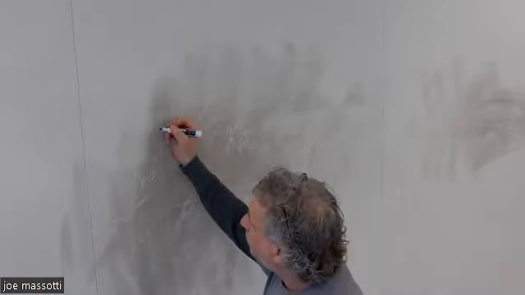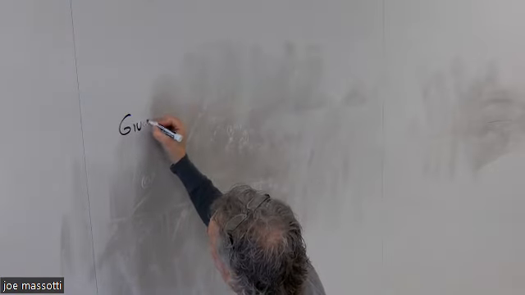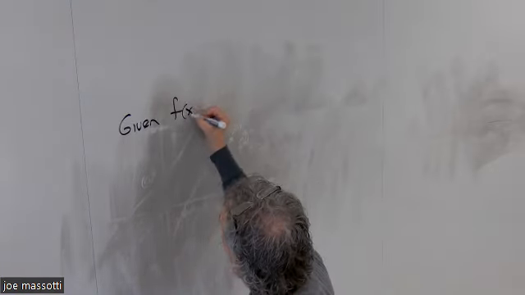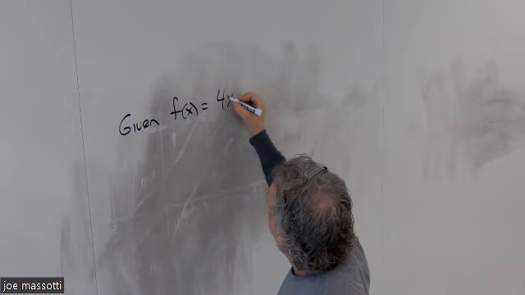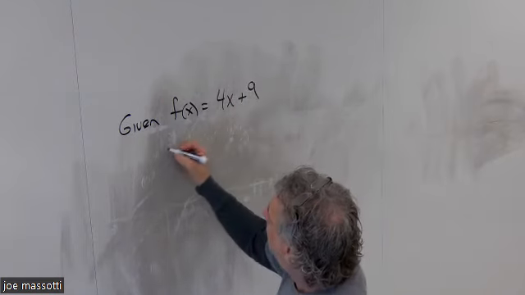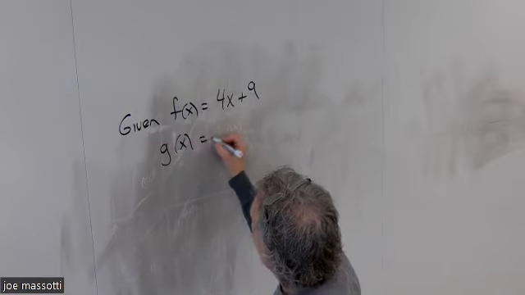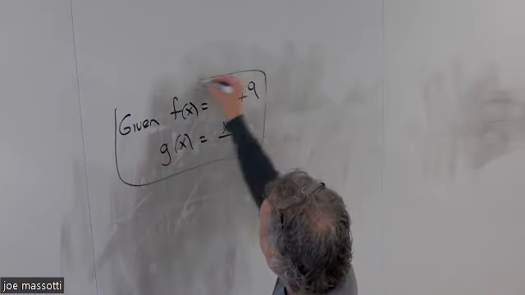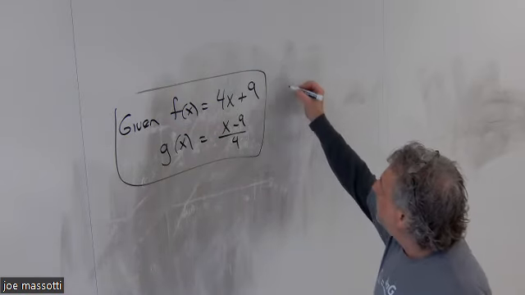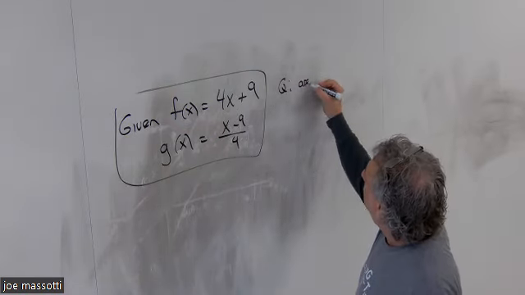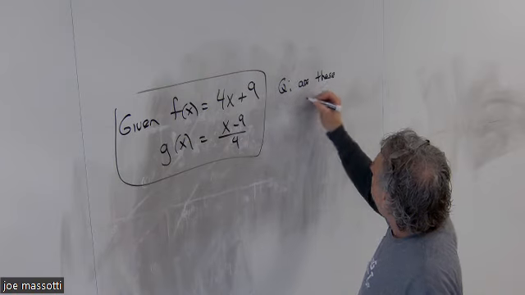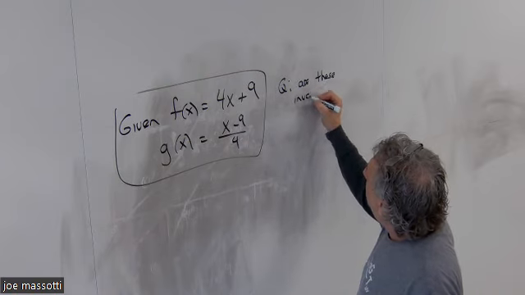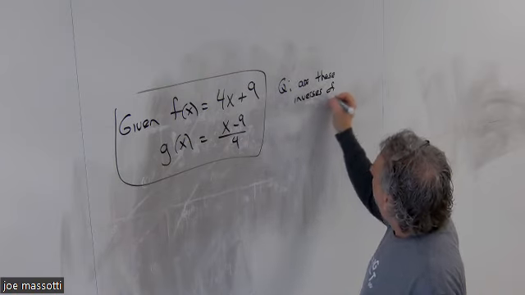So, first question, let's say we're given two functions. We're given f of x is 4x plus 9, and a second function g of x, we'll say is x minus 9 over 4. So we're given these two functions, and the question is, are these inverses of one another?